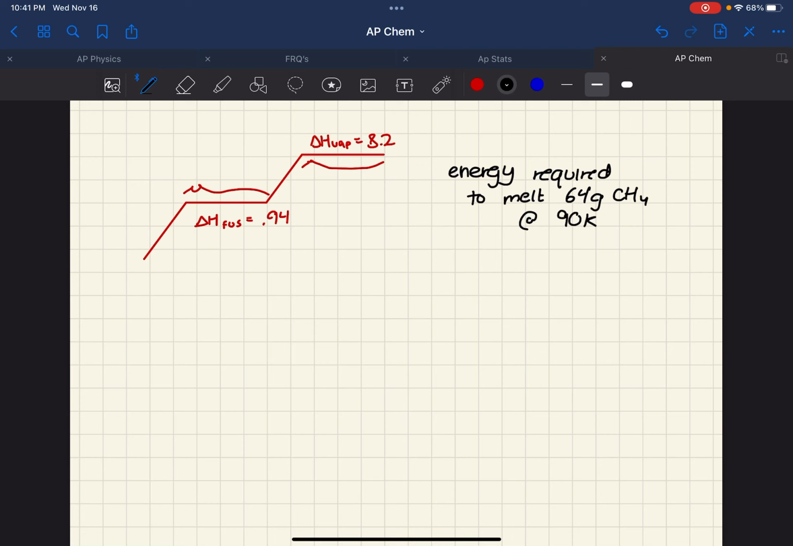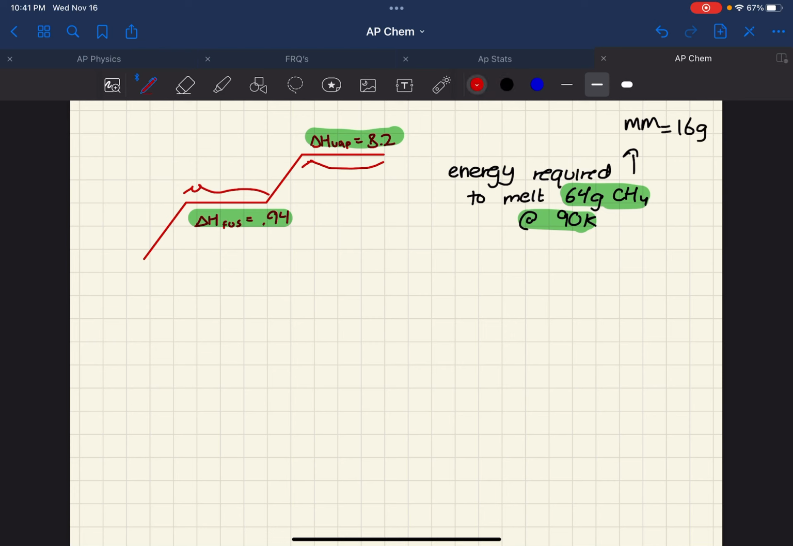They're just not necessarily important, but I left the two values they give you. They give you the heat of fusion and the heat of vaporization, and they're asking how much energy is required to melt 64 grams of methane at 90 degrees Kelvin, and then they tell you that the molar mass of methane is equal to 16 grams.